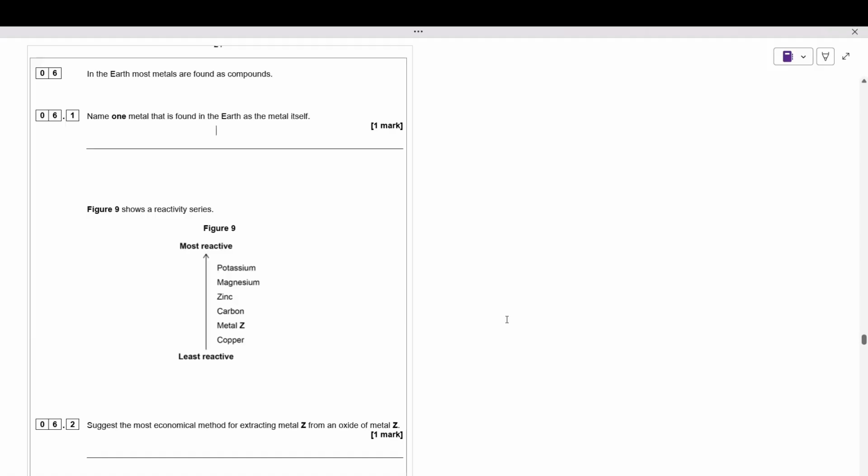Question 6, in the earth, most metals are found as compounds. We're going to name one metal that is found in the earth as the metal itself. So you could go for any of the common metals that are below hydrogen in the reactivity series. So your gold, your silver, your platinum. You can go for copper as well, but that's not one that I would go for personally, but that is something that you could go for as well. It is allowed in the mark scheme. If you want to go for copper, then that's absolutely fine. It's my last go-to for this, but yeah, it is actually acceptable.